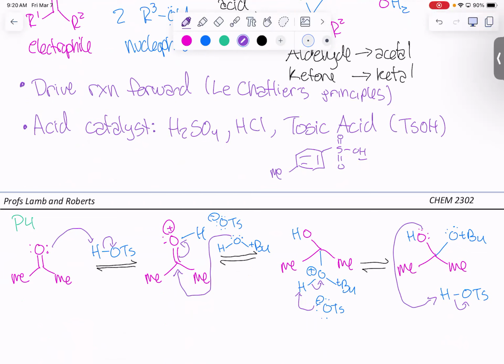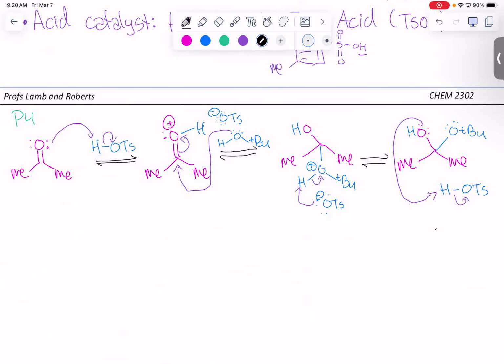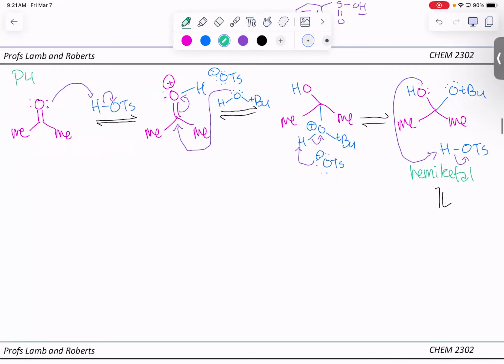So we're going to go ahead and deprotonate that tosic acid, return those electrons from the OH bond to our oxygen. And now what we have is, you'll recall, this was called a hemi-ketal intermediate. It would have been a hemi-acetal intermediate if we had an aldehyde, but we have a ketone starting material, so it's a hemi-ketal. So hemi is sort of like halfway, like hemisphere, right? That's half of the earth, so a hemi-ketal is half of a ketal as our intermediate to get to our ketal.